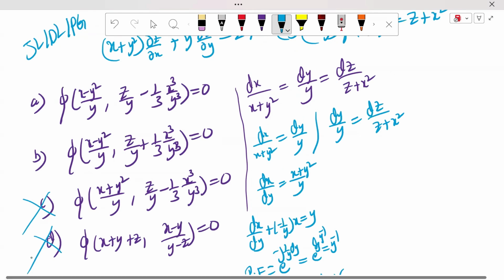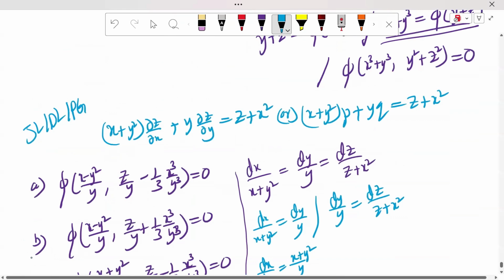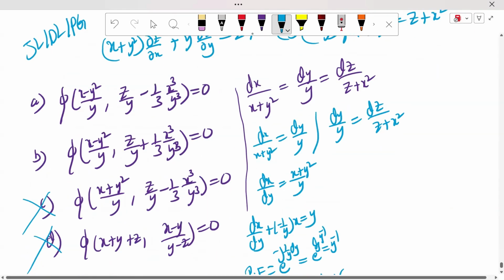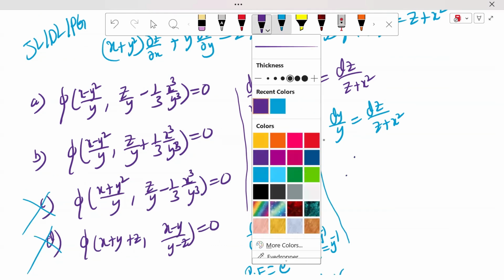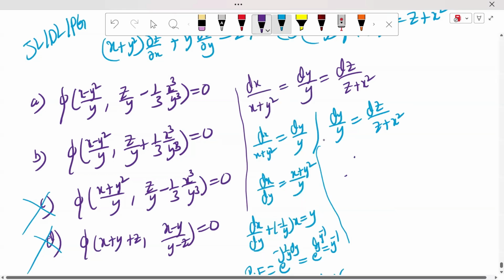Another approach: we can utilize the second two fractions and solve them. What is the second two fractions here? It is dz by dy, which is nothing but (z plus x square) by y. So dz by dy is equal to z plus x square, divided by y.